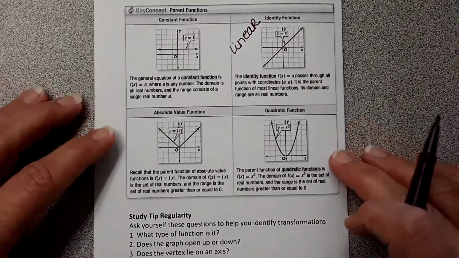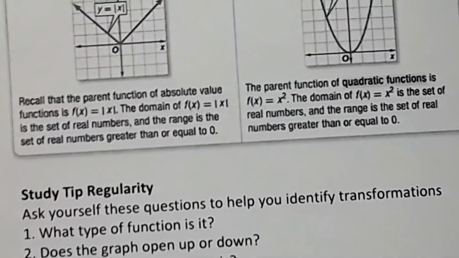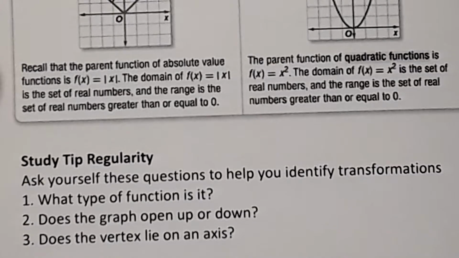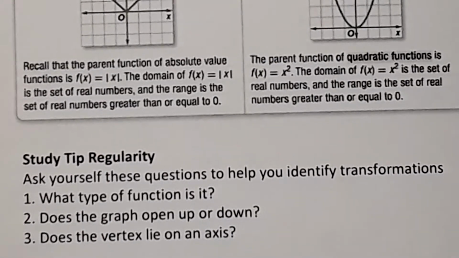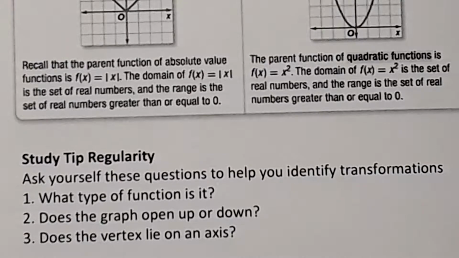Before we graph and before we make our decisions, ask yourself these questions to help you identify the transformations. What type of function is it? Is it a constant function, an identity function, which is our linear function, is it an absolute value function, or is it a quadratic function? So we have 4 functions. We have to decide what it's doing. Does the graph open up or down? And does the vertex lie on an axis? Those are the 3 questions you should ask yourself.